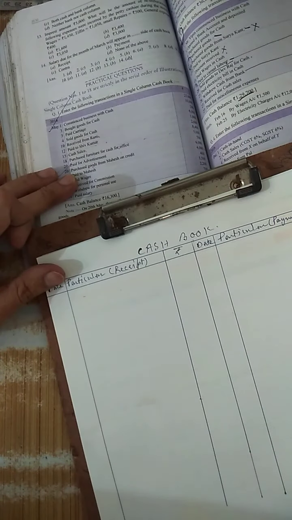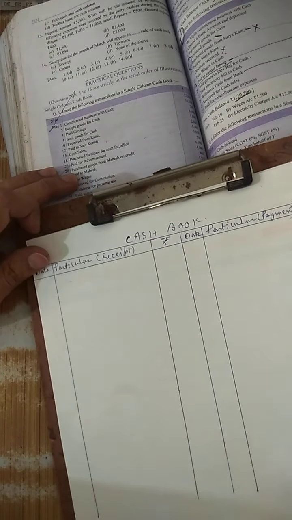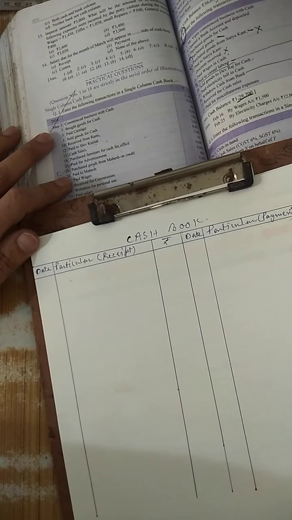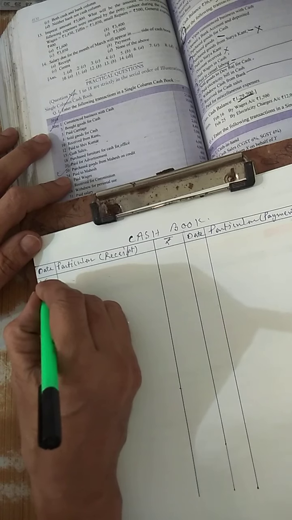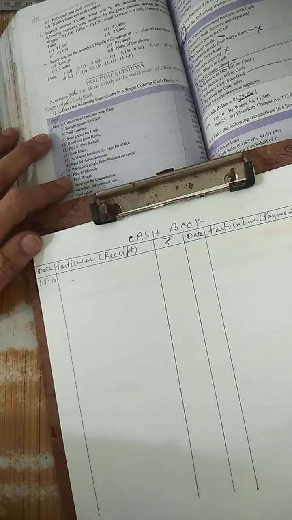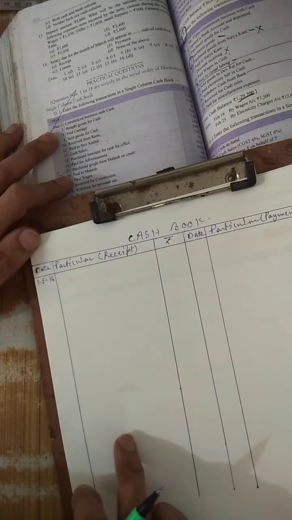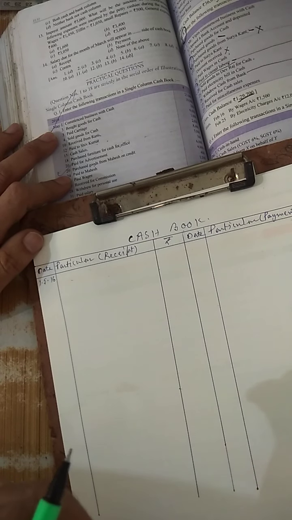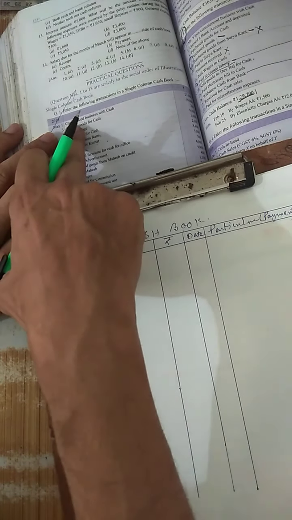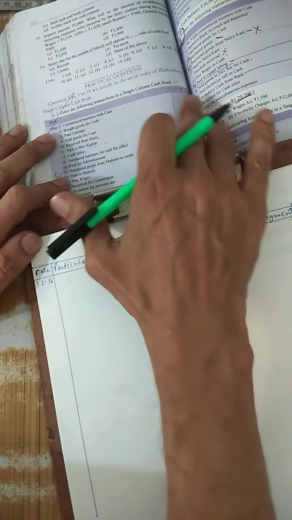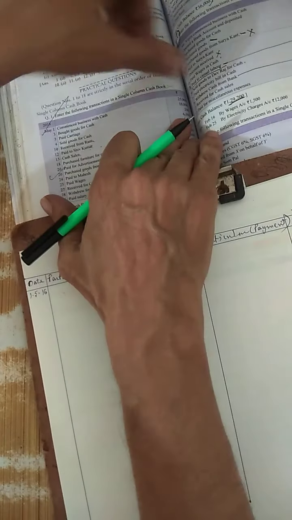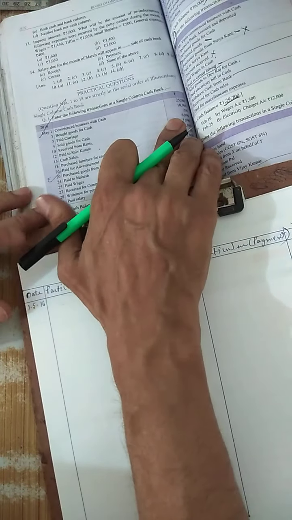The question is: enter the following transaction in single column cash book. 1st May 2016. Commenced business with cash. Commenced means started business with cash. We will think from the business point of view. When we start business, then cash comes in. Started business with cash, rupees 25,000.